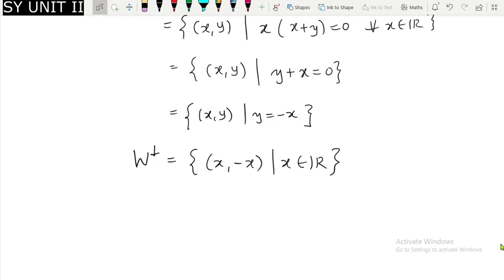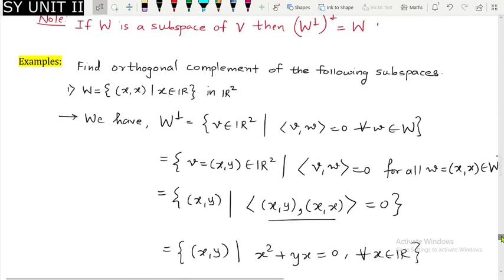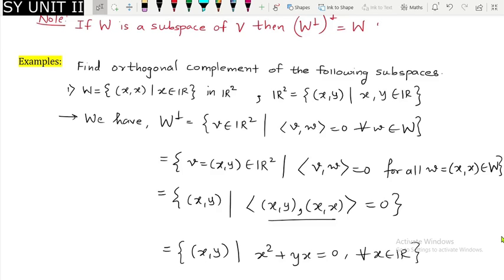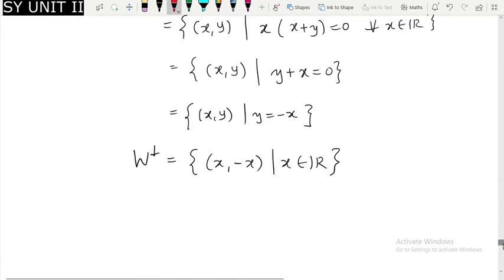And if you think geometrically, that is what we were expecting, right? So geometrically, W is nothing but what? If you recall, what is our R2? R2 is nothing but the set of all (x, y) such that x comma y belongs to R. So over here, they have replaced this y by x. So geometrically this W is nothing but the line y is equal to x. And now we got this W perp to be, geometrically, the line y is equal to minus x, and that is what our expectation was.